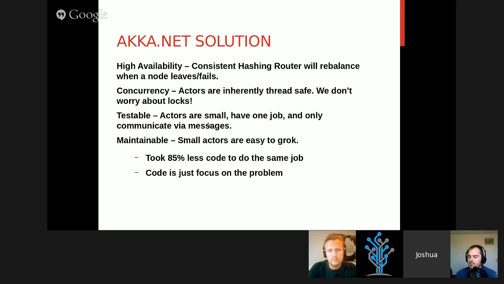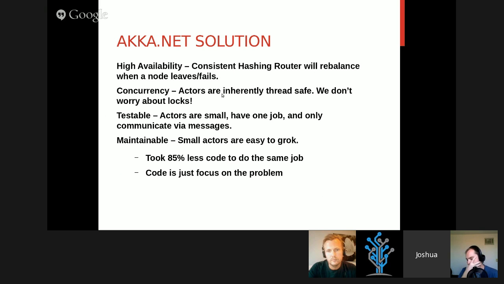Let's see. Concurrency. Actors are inherently thread safe. We don't worry about locks. So our code is not riddled with "lock this resource and make sure nobody else is using it." It's very clean and deals with the problem instead of fighting the framework.